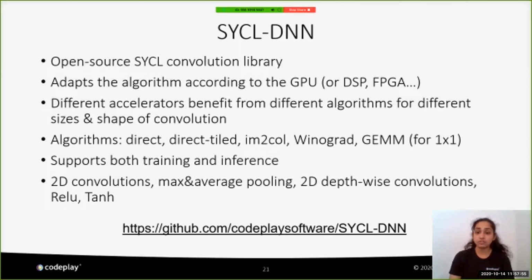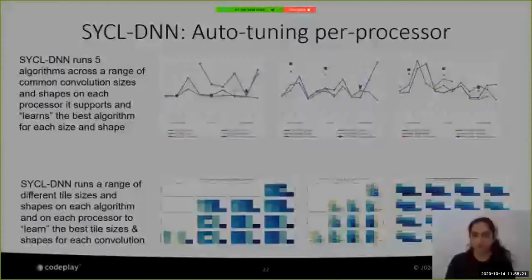It also supports different types of convolution algorithms like direct, direct-tiled, IM2-call, Winograd, and GEMM using matrix multiplications. SYCL-DNN also supports both training and inference. It supports 2D convolutions, pooling, depth-wise convolutions, ReLU, tanh, and so on. You can visit this GitHub link if you want to know more about SYCL-DNN.